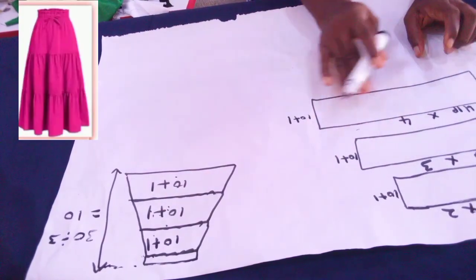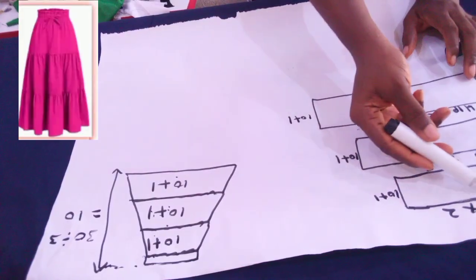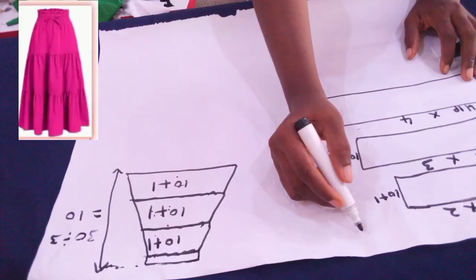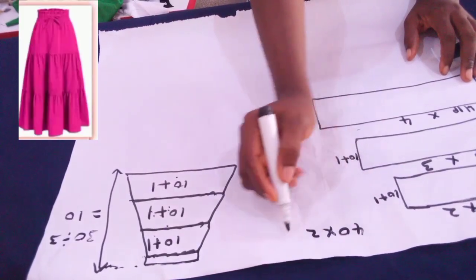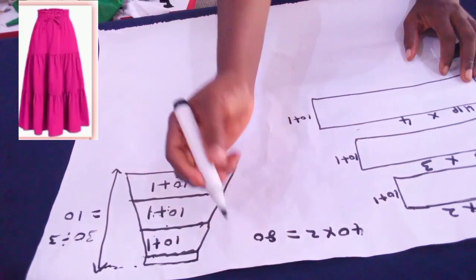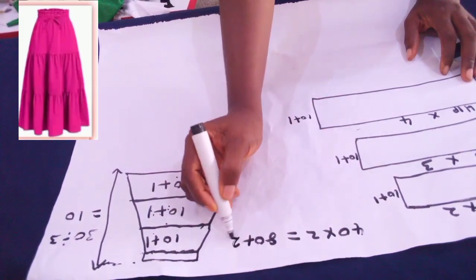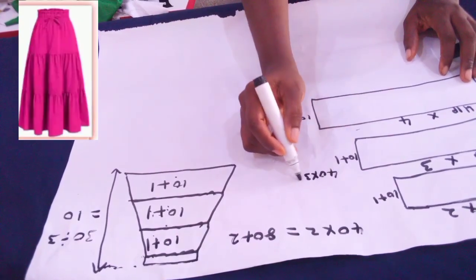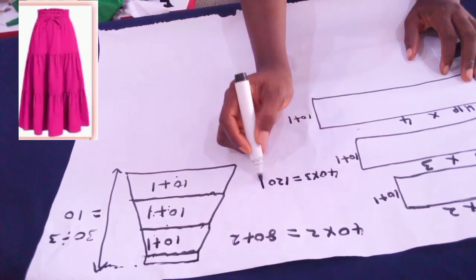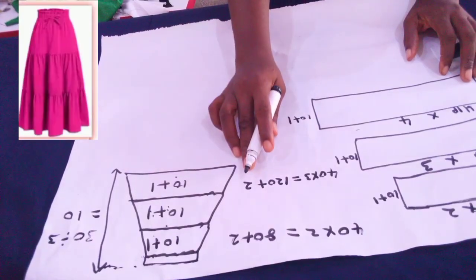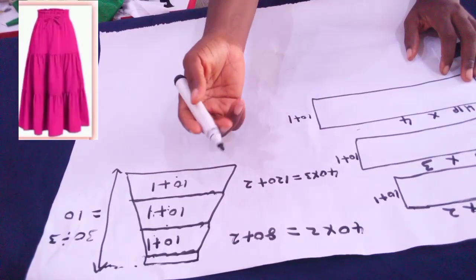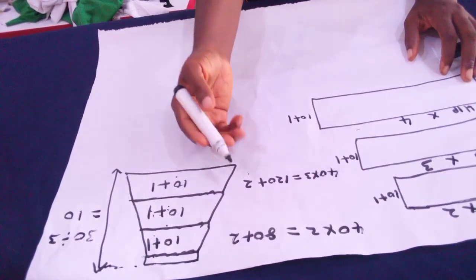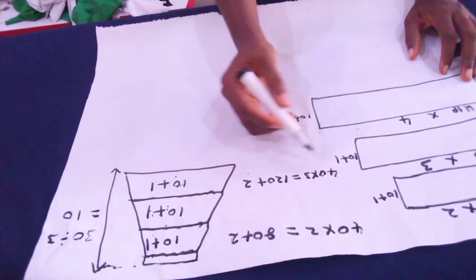Depending how wide or how full you want it, multiply the hip circumference for the first layer by 2. Let's assume that the hip circumference is 40. 40 times 2 will give us what? 80. Plus your sewing allowance. In this case, let's add 2 inches sewing allowance. For the second layer, the hip circumference here is 40. 40 times 3 will give us 120 plus 2, which is the sewing allowance. Depending on the allowance you want to add, you can choose to add 1 inch, 1.5. This is for the second layer.